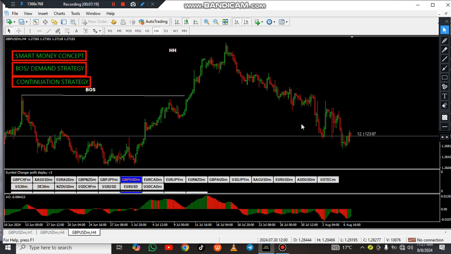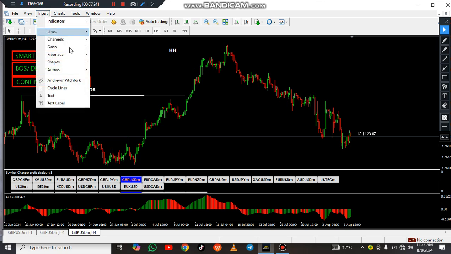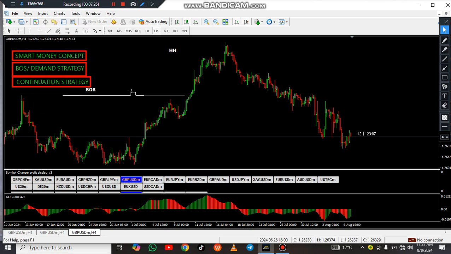From here, what do we do? We look for an order block, or we look for a demand. This is where we get our order block, or this is where we get our demand. This is the demand here, and as you can see, at that demand the market already is reacting. The market is trying to reverse to the upwards because we have this demand.